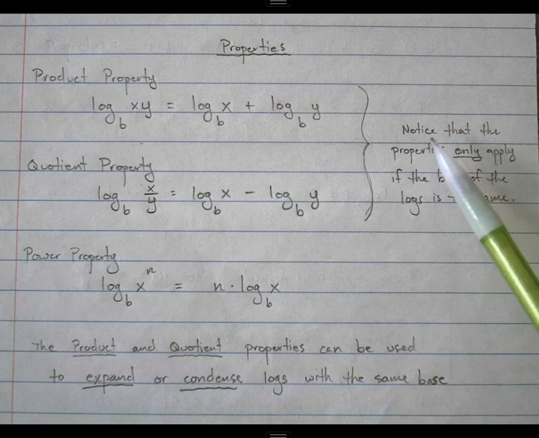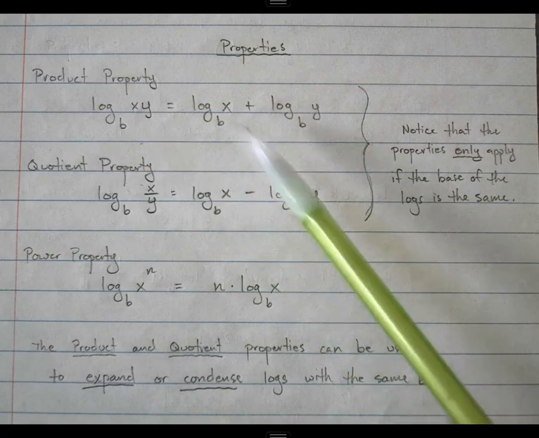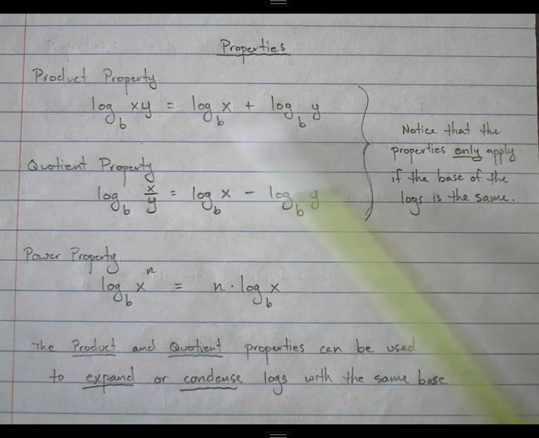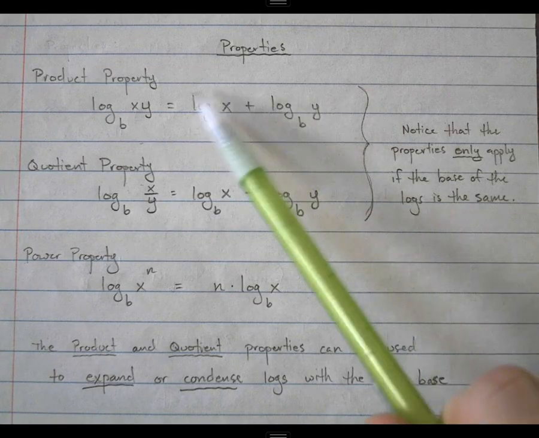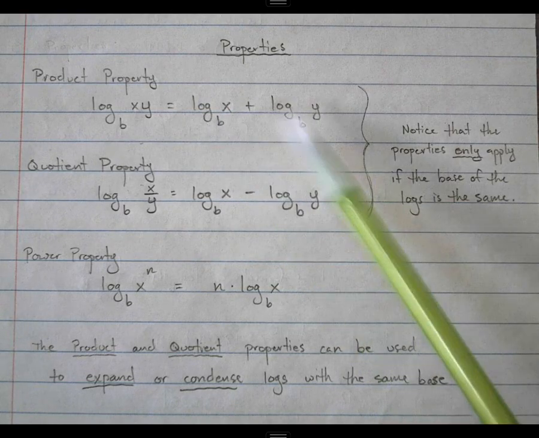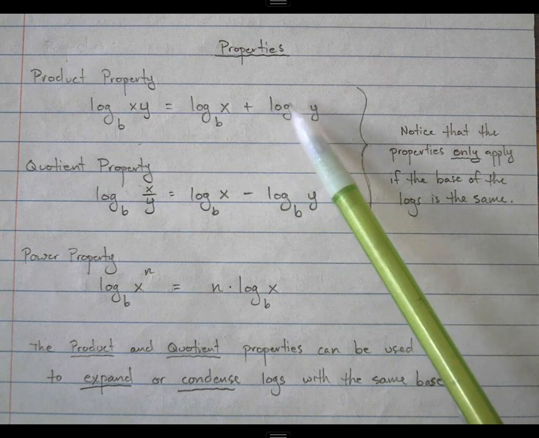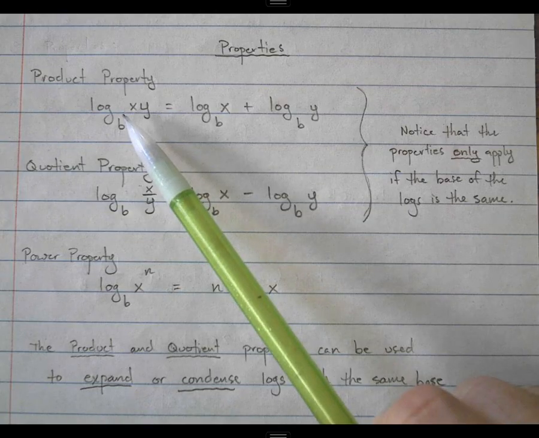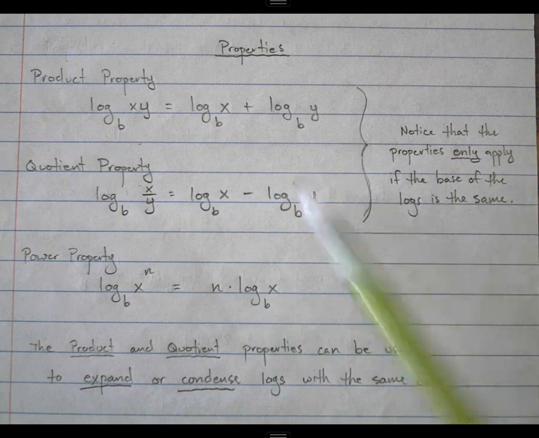It's important to note that these properties only apply if it can be written with the same base here. And actually, I'm thinking more along the lines of if I had two separate logs like this with the same base and an addition sign in the middle, I could condense them. I could go from this over to this as long as the base was the same, and likewise here.